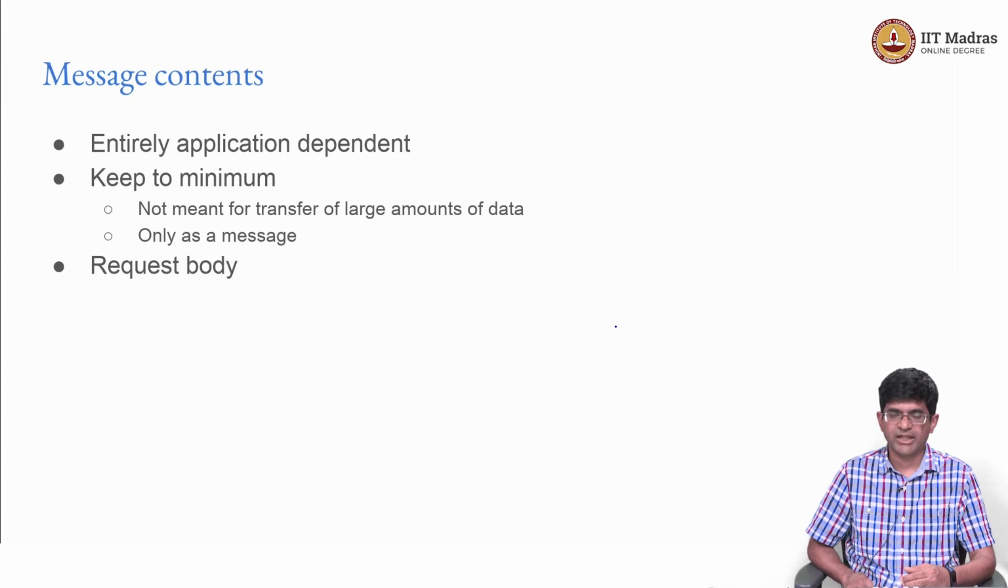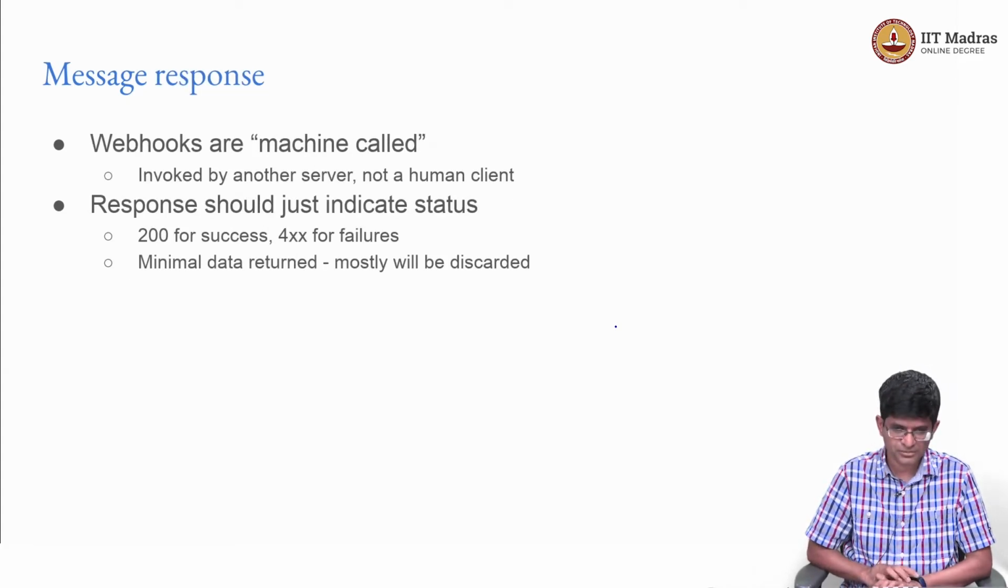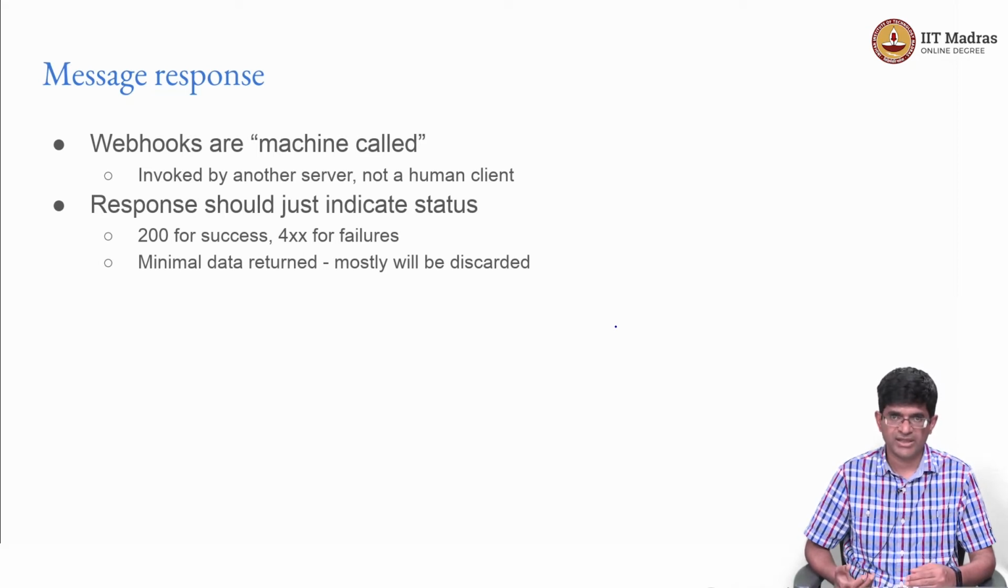So generally speaking, the message content that is sent as part of the webhook is entirely application dependent. There are no standards, there are a few conventions that tell you to use JSON and a few things of that sort, but apart from that, nothing really telling you what should be or what should not be in the message content. But the idea is you keep it to a minimum, right? It's not meant to transfer a huge amount of data, it's meant just for conveying a message. And the message itself is usually sent as part of the request body, right, which means that it can easily be transferred and controlled as JSON. Okay, and that's as far as the message request is concerned.